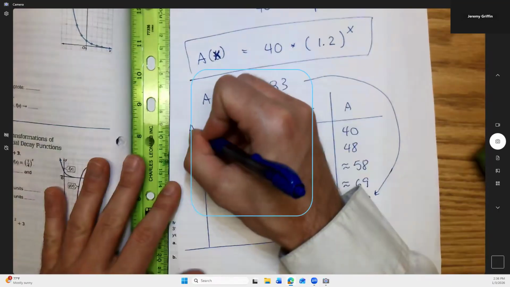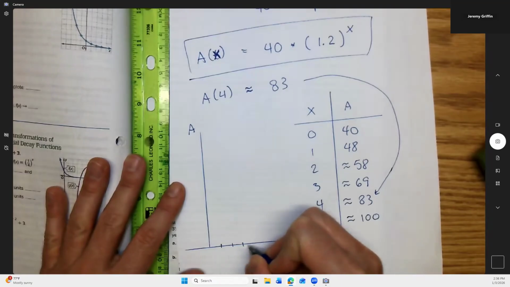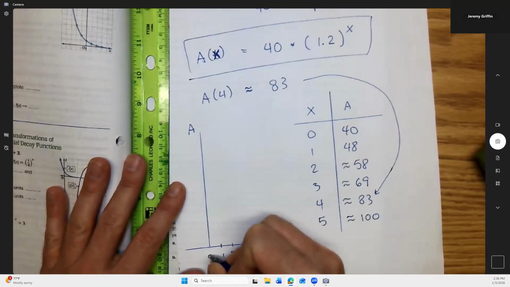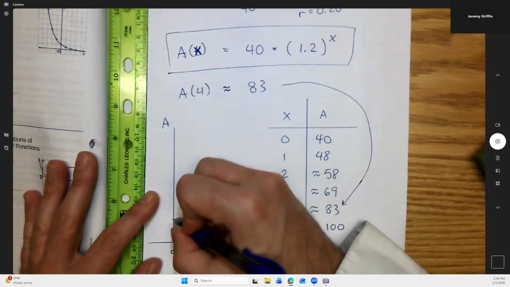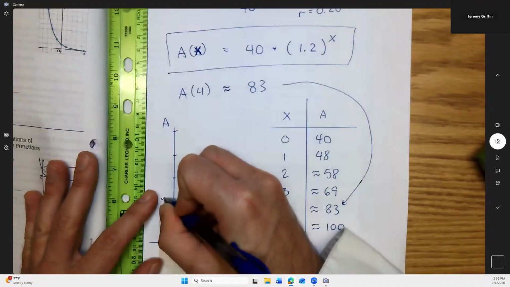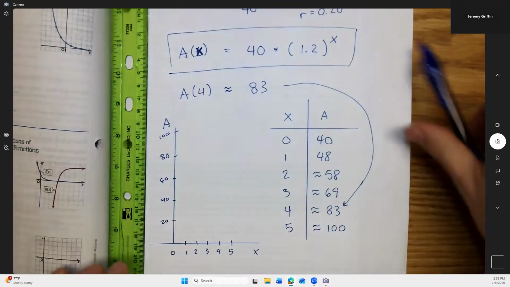So we're looking at the number of people after some x number of years. Let's go 1, 2, 3, 4. So 0, 1, 2, 3, 4, 5 years. Now I know this club is going to go up to 100 people, so I need to scale this. Let's go 20, 40, 60, 80, 100. And then I get to plot those points.